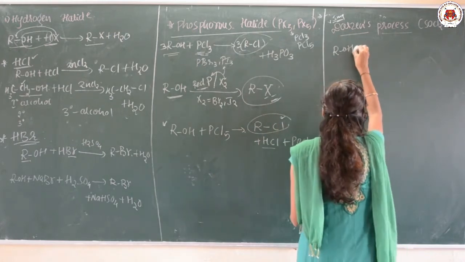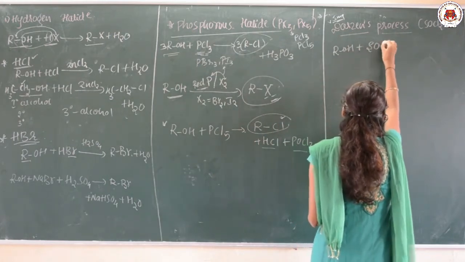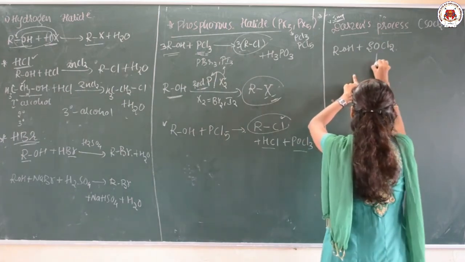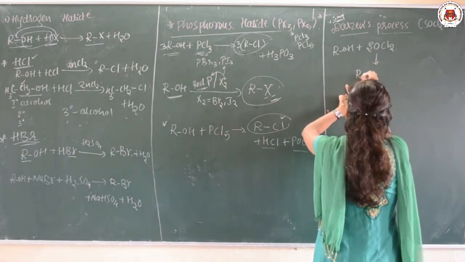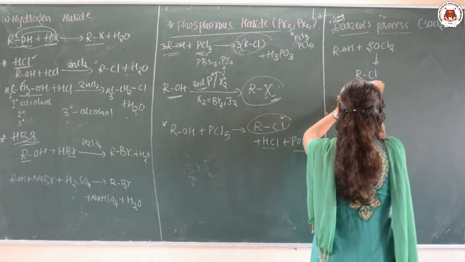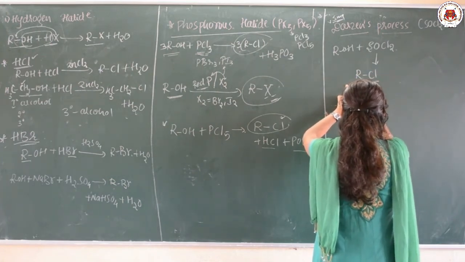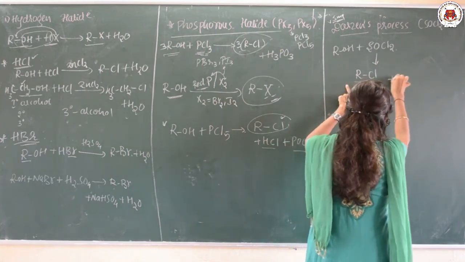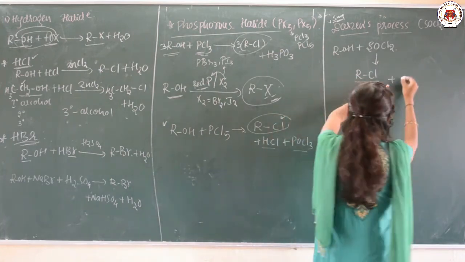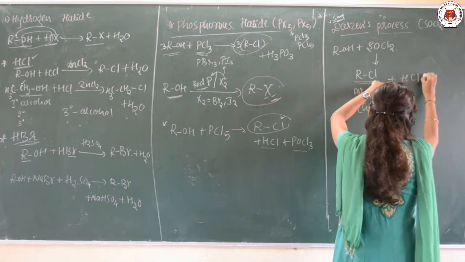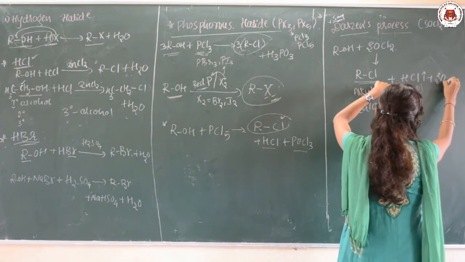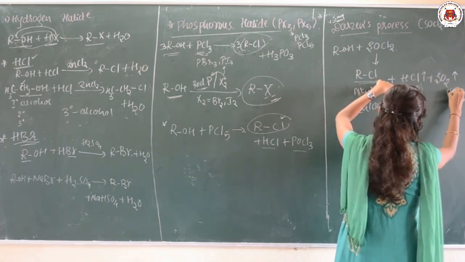So, whenever alcohols are reacted with thionyl chloride, there is a formation of RCl. We want to prepare RCl, that is alkyl chloride. Alkyl chloride is prepared, along with HCl, which is released as a gas, and sulfur dioxide is also released, which is also a gas.